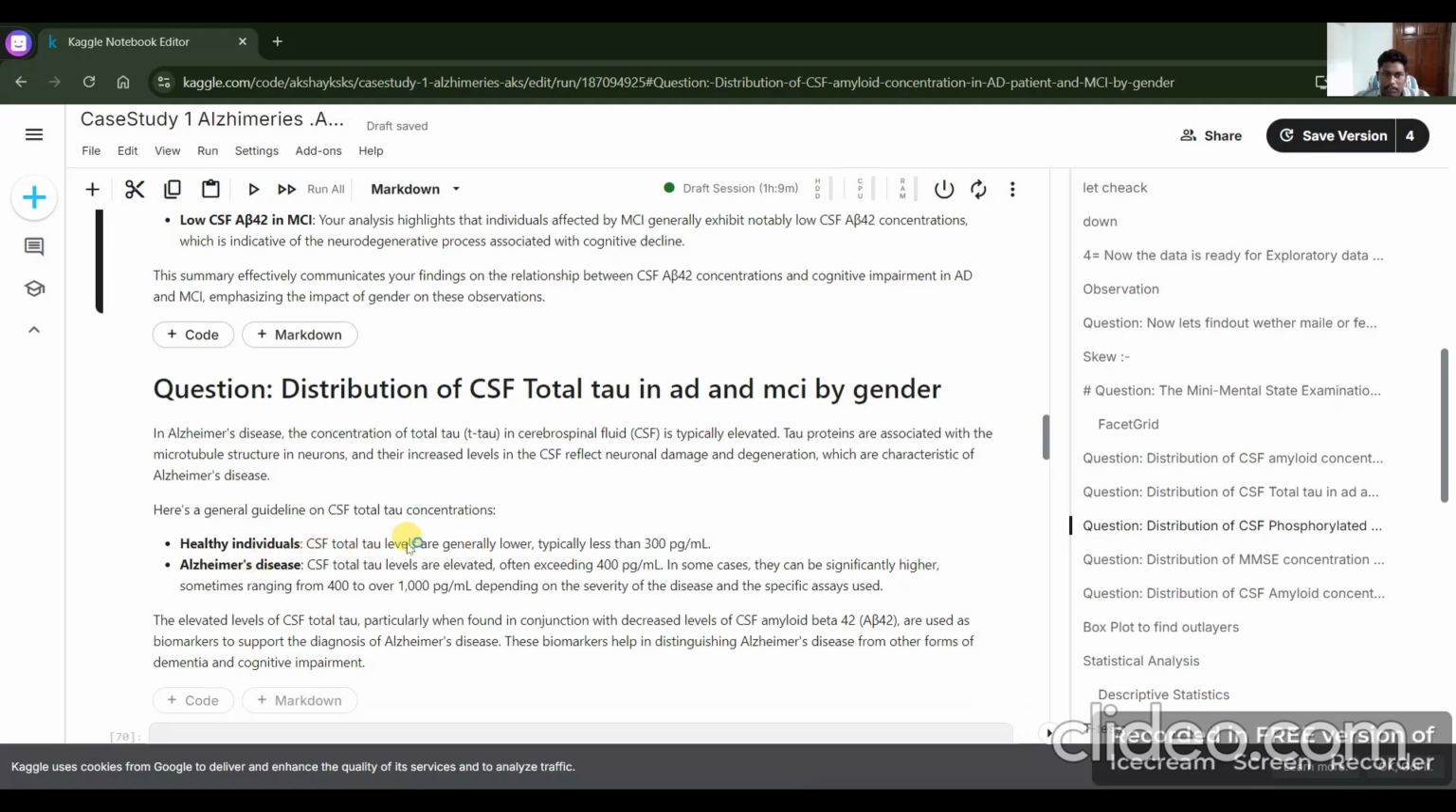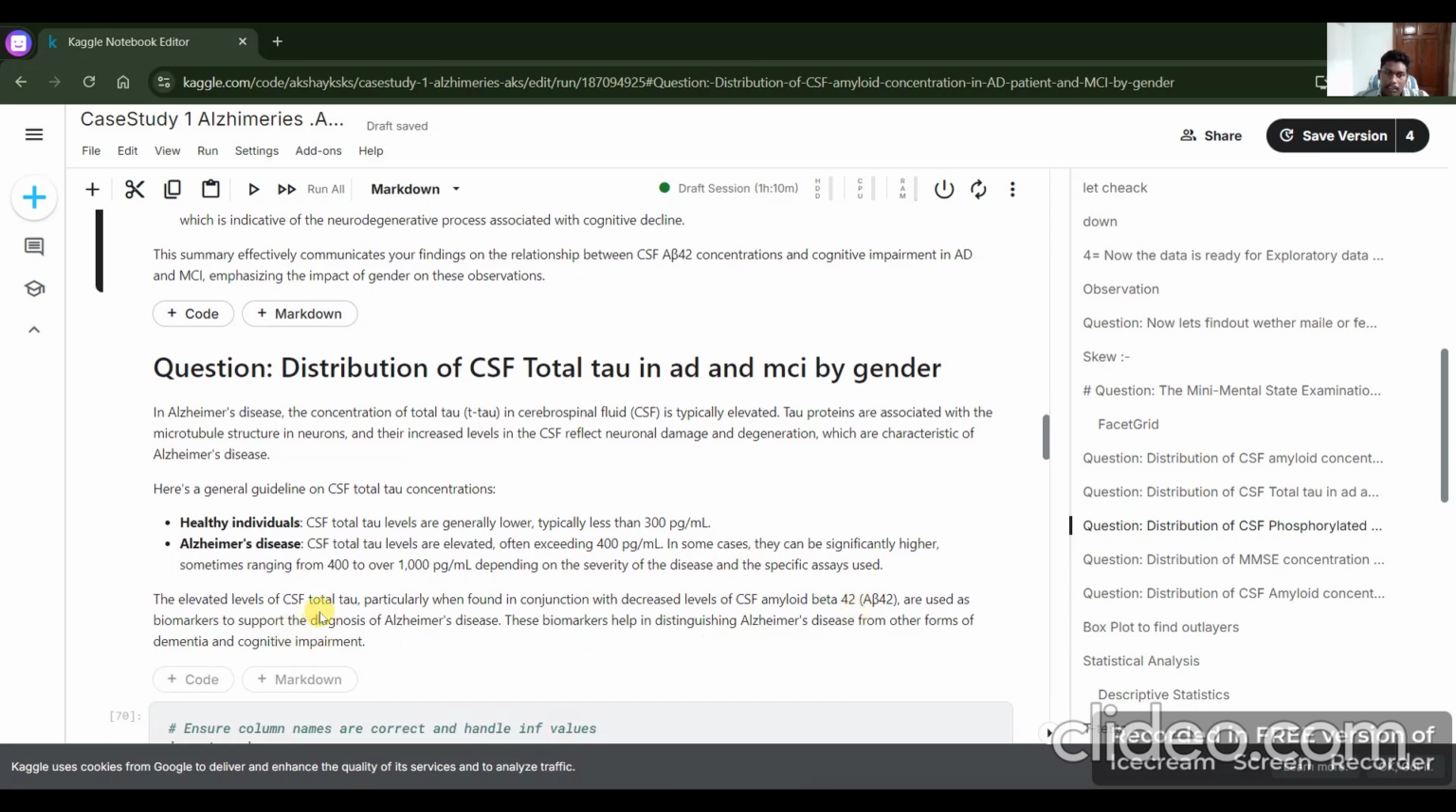In healthy individuals, CSF total TAU levels are generally lower, typically less than 300 pg/ml. In Alzheimer's disease, CSF total TAU levels are elevated, often exceeding 400 pg/ml. In some cases they are significantly higher, sometimes ranging from 400 to over 1,000, depending on the severity of disease and the specific assay used.